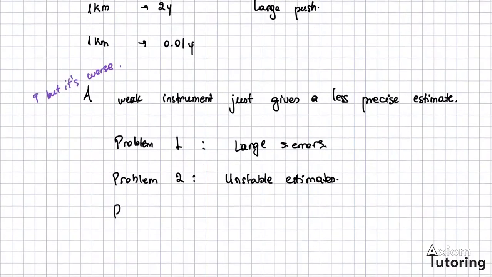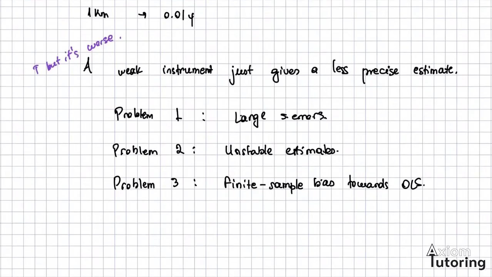You also have a third problem, which is finite sample bias. And this bias is towards OLS, which means that in large samples, IV is consistent, so it converges to the truth, but in finite samples with a weak instrument, IV estimates are actually pulled towards the OLS estimate.